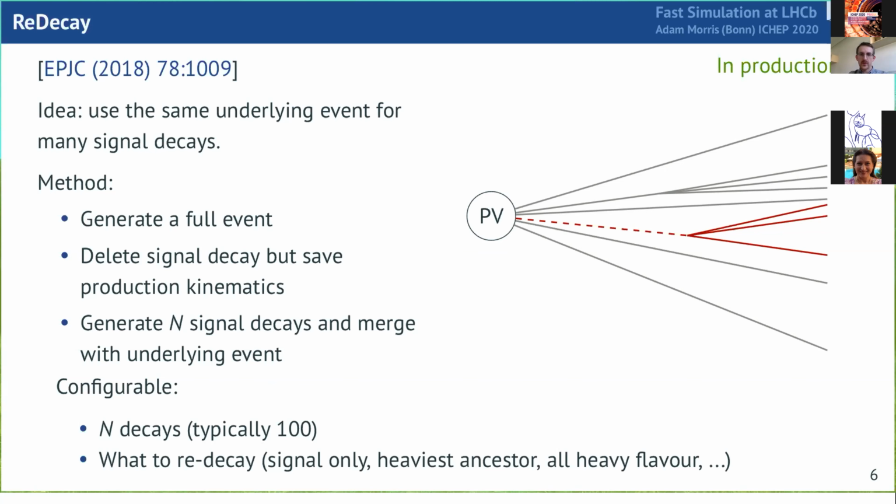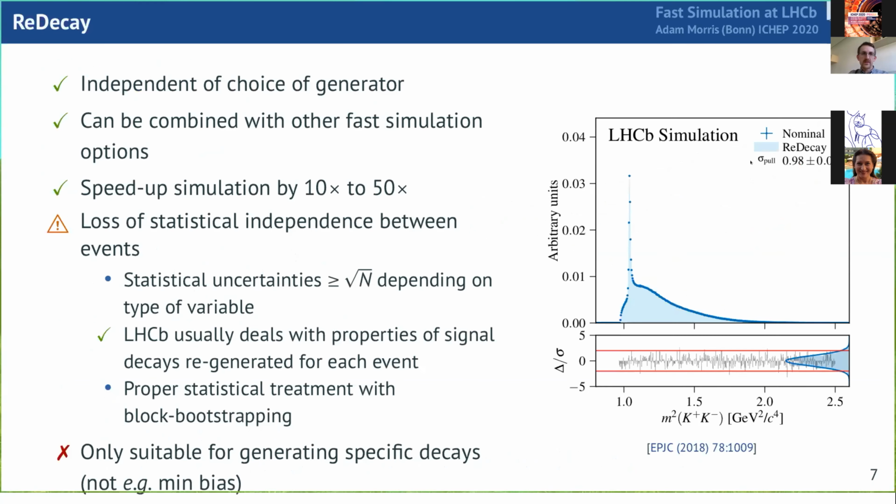You can also choose which particles to redecay. I showed an example in the diagram of the signal-only version. You can also choose the heaviest ancestors, or all heavy flavor particles and things like this. The advantages, rather, are that this is independent of the choice of generator, so you can run with Pythia, GenXicc, BcVegPy, things like this.